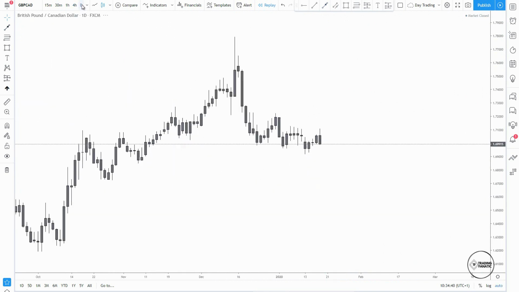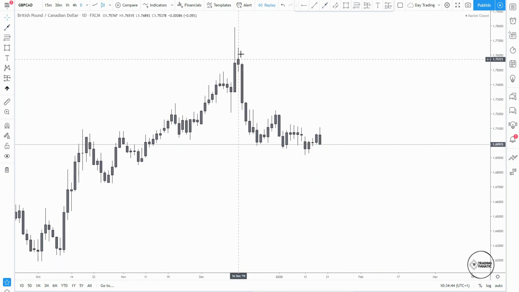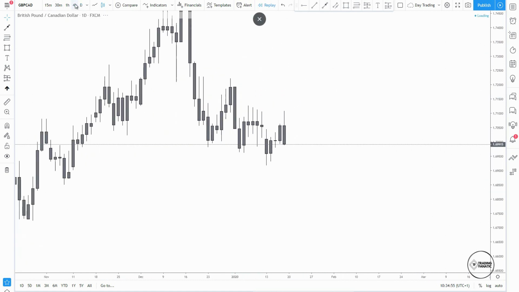GBP CAD looks very bearish right now. Daily time frame, very choppy on the daily though. We see a nice push to the upside, price pushing down, lower high, failure to make a lower low. 4 days of consolidation here, a whole week, tried to push down, still failing, pulling back. Messy price action on the daily.